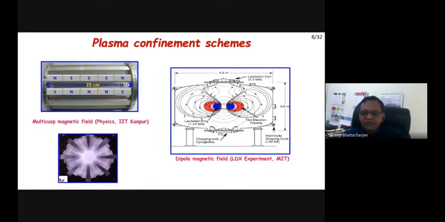Now, in the right-hand picture, we have a dipole magnetic field. Here, the blue color is actually a coil. And if you pass a current through a coil, you can create a dipole magnetic field.